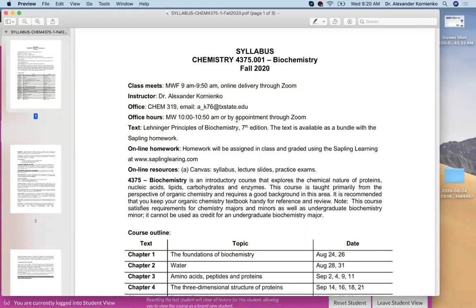So please do that. So as far as the textbook, right? We're going to use Lehninger, Principles of Biochemistry. It's this guy here. Very nice textbook, thick, lots of material, but I'm not going to make you buy it. It's like $300 if you buy it, but you can buy it as a bundle on Sapling. So an electronic version of this book, you can buy it together with the homework and go to saplinglearning.com.